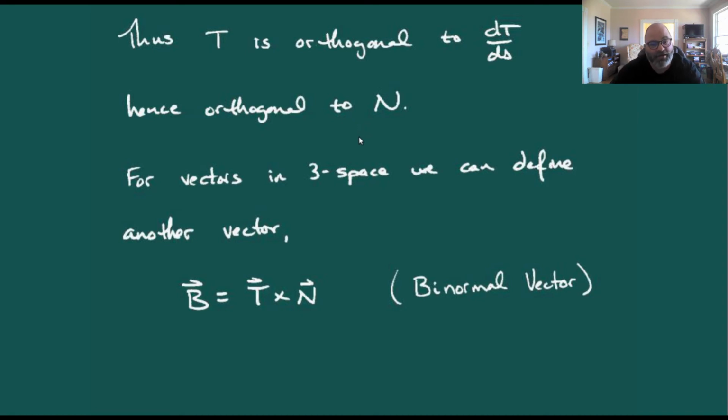All right, so now let's bump things up into three-dimensional space. For vectors in 3-space, we can define one more vector to go along with this, and that's our binormal vector. Our binormal vector is going to be the one that's perpendicular to both our unit tangent and our unit normal. So how do we do that? We take the cross product. Our binormal vector is just the cross product of the unit tangent cross the unit normal vector.